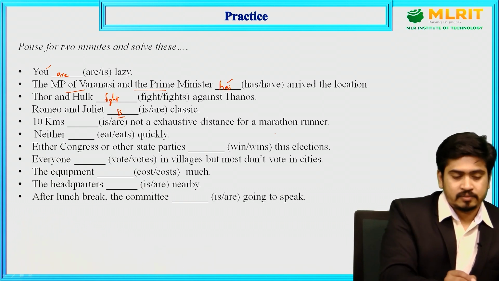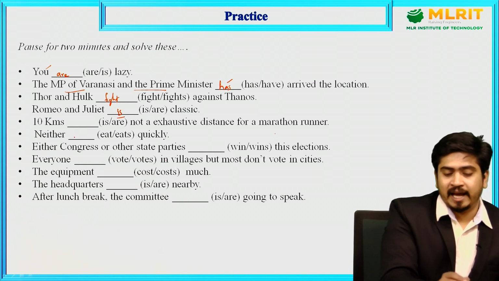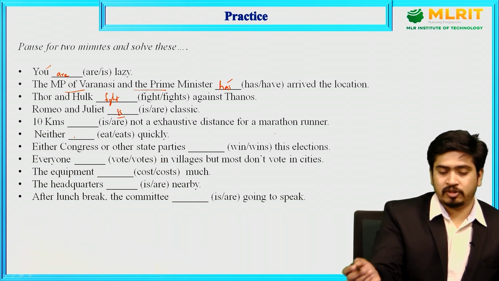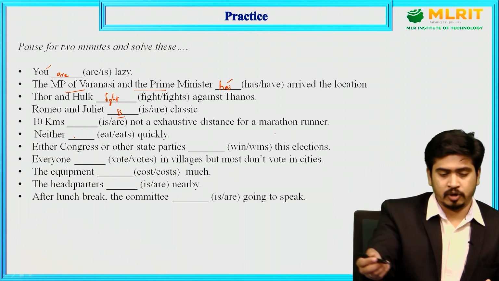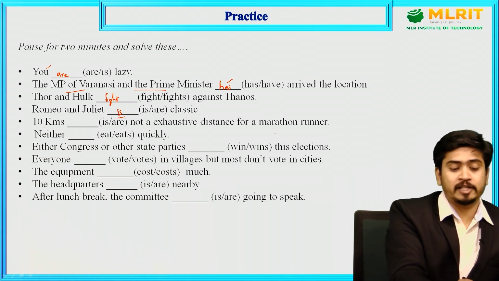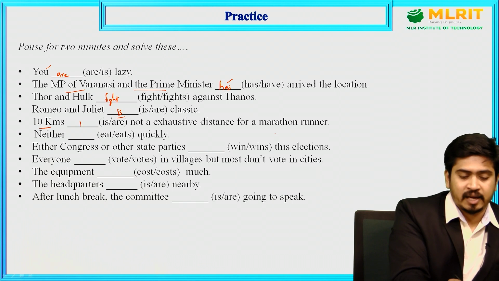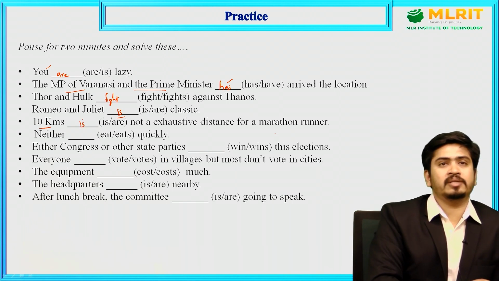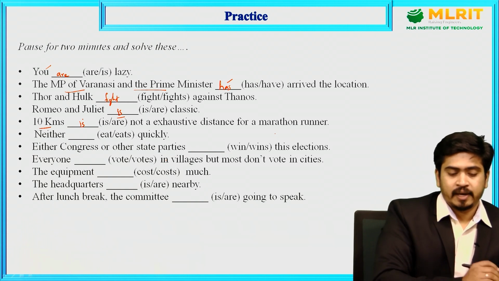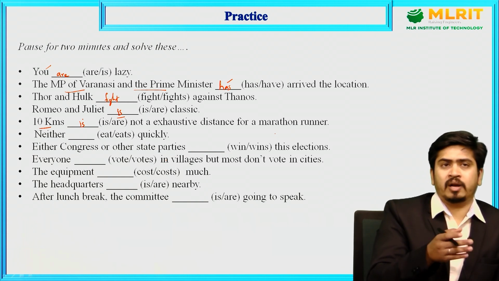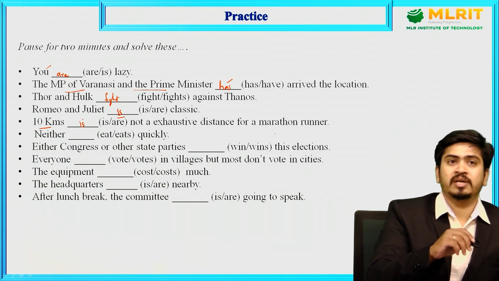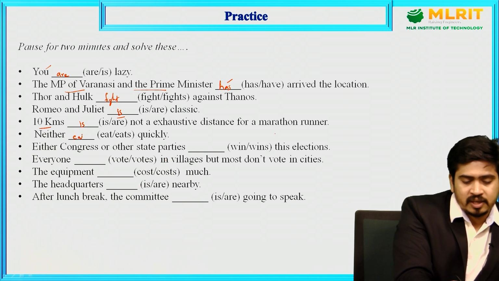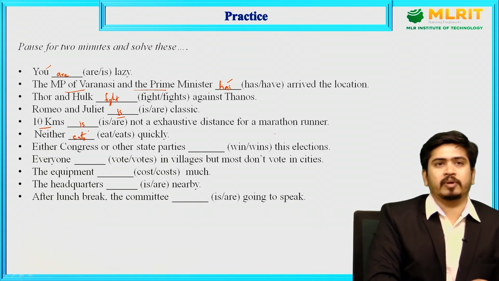Next question. 10 kilometers dash not an exhaustive distance for a marathon runner. Marathon runners are people who run 40 or 42 kilometers altogether. So 10 kilometers, though it's plural here, should be treated as singular, with a singular verb. So 10 kilometers is not an exhaustive distance. Is is the answer. Next one, neither. When you get either or, neither nor, or only neither, only either, even then you should use a singular verb. The singular verb is eats. Neither eats quickly.